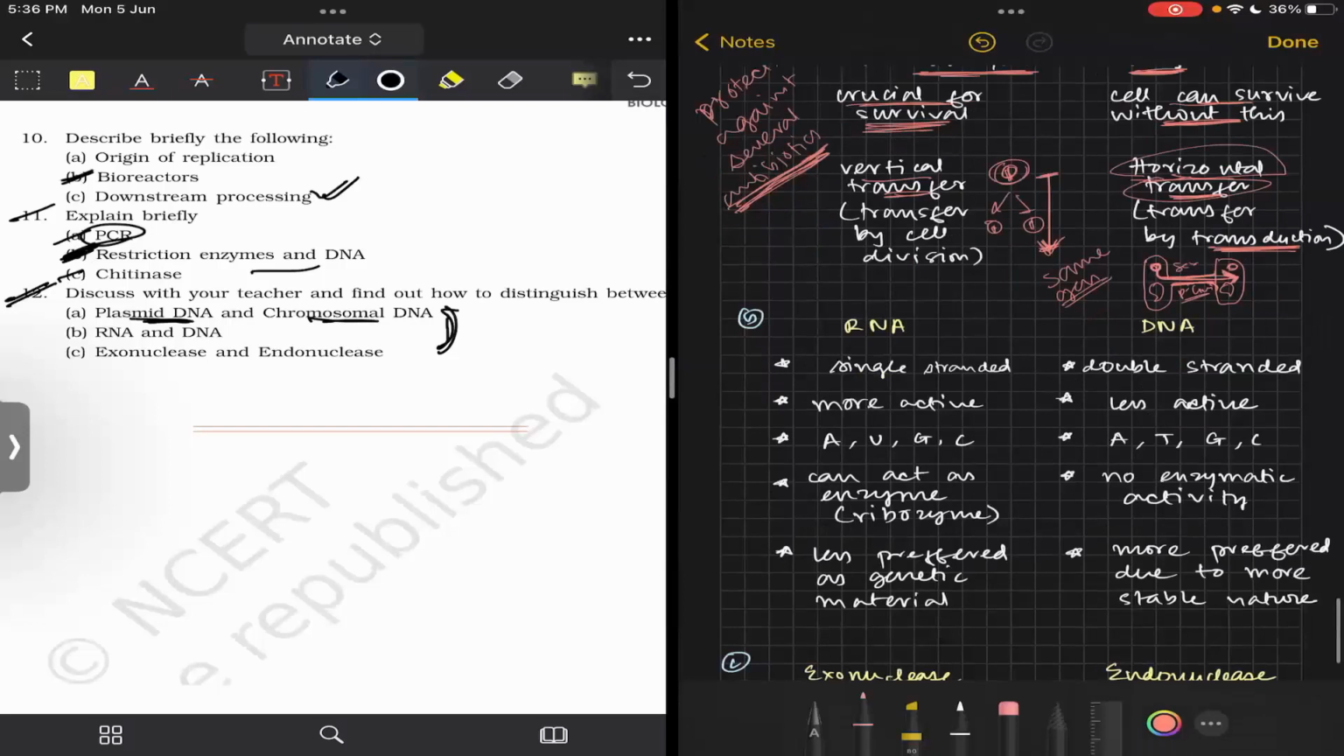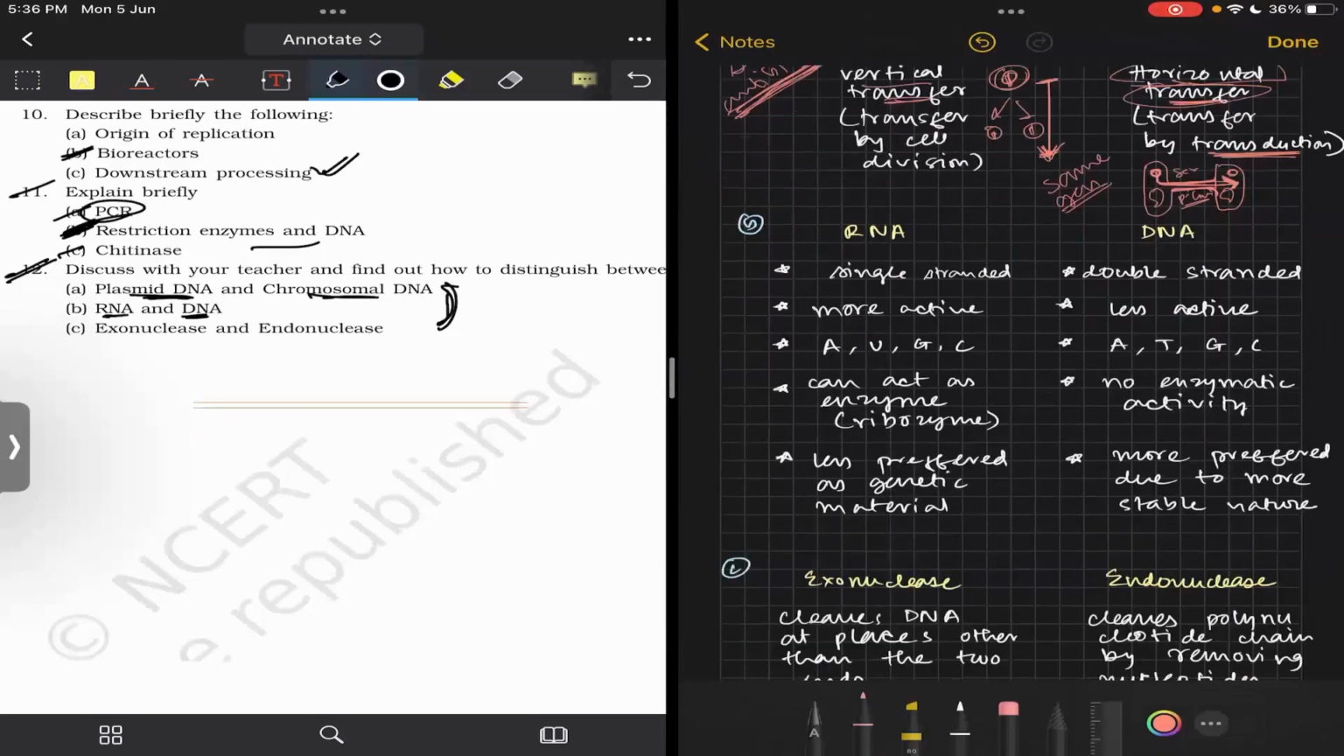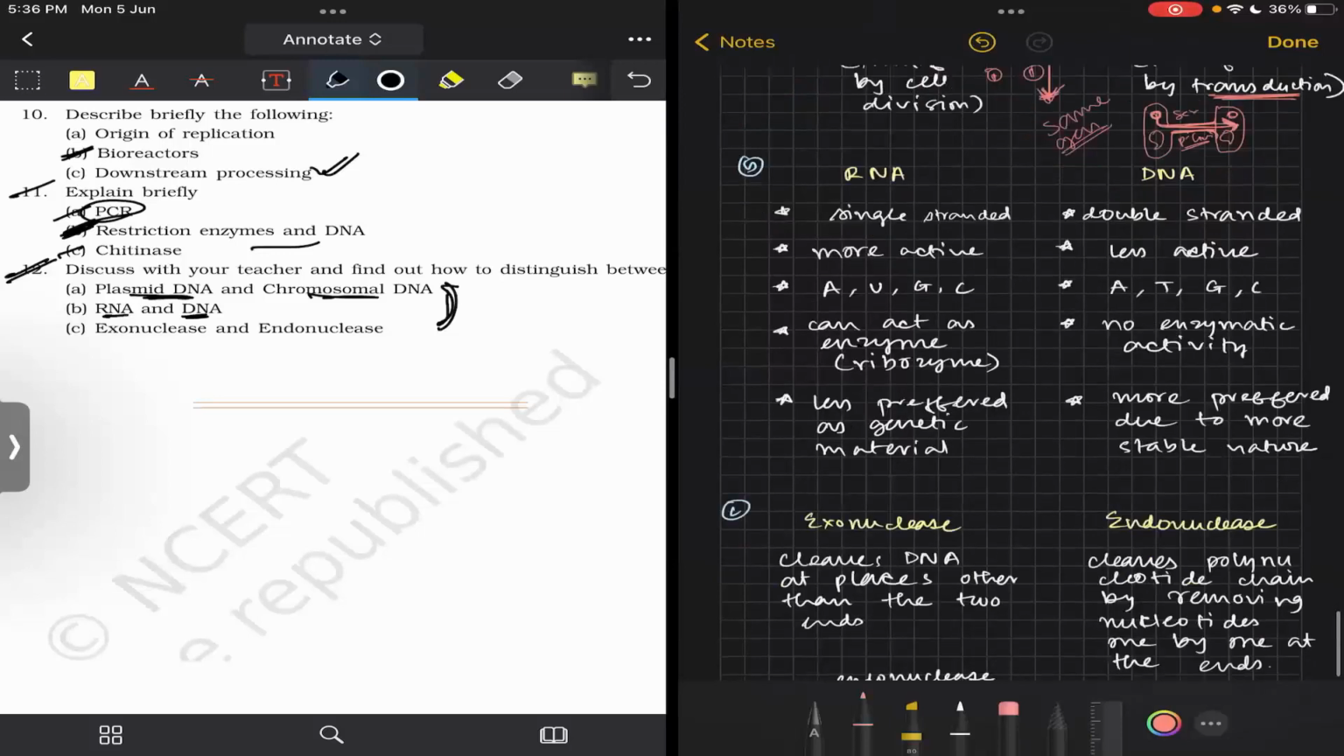Now, second is RNA and DNA. RNA is single-stranded and DNA is generally double-stranded. RNA is more active, as we also know that RNA can act as enzyme. Enzymes are generally active. So RNA is more active and DNA is less active, and it is owing to the fact that DNA is double-stranded. So due to the presence of more stronger bond in DNA, it is less active and more stable.